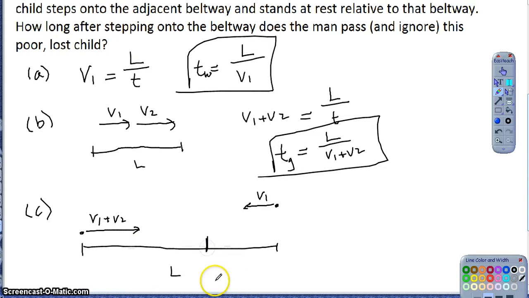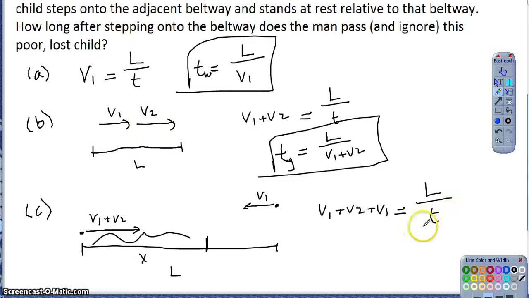Well, the good news here is that whenever they pass each other, they've traveled a total distance still of L. If this ends up being x, then this would be L minus x, so the total distance would still be L. My total velocity, because they're moving opposite each other, would be V1 plus V2 plus another V1 from the child. Total distance is still L, and then the time is t. So simply solving for that time, I get L over 2V1 plus V2. And that's all there is to it. Again, hopefully this wasn't too bad to get through.